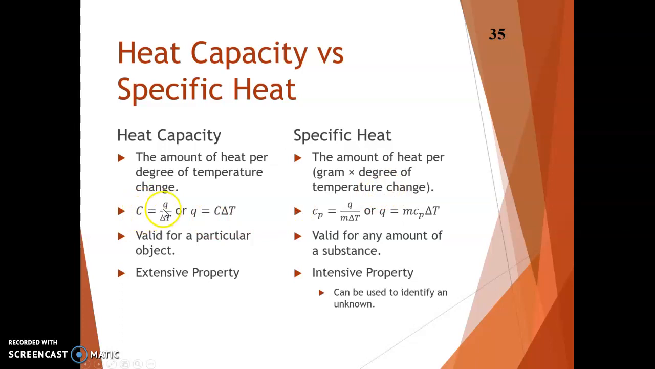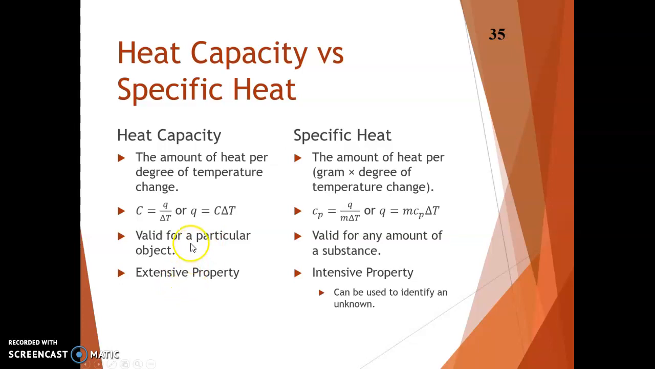heat capacity is heat divided by the change in temperature, while specific heat is heat divided by the mass of the substance times the change in the temperature. So heat capacity would be valid for a particular object, such as a calorimeter, which we're going to explore in a moment, and it's an extensive property.